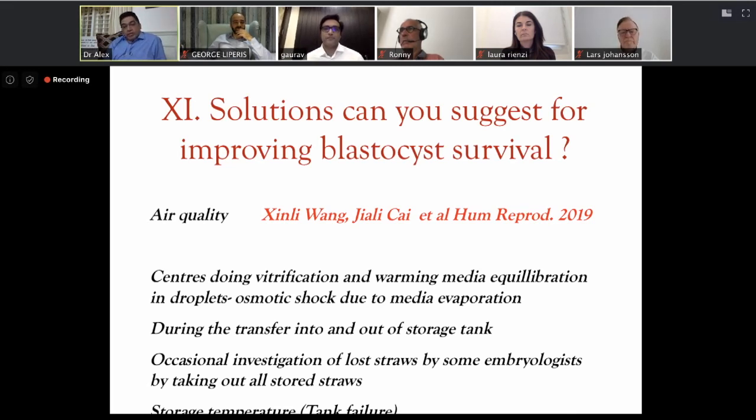So another area is tank failure. You have to monitor the tank. Now there is an advanced system. Even thermal imaging is now available for tank optimization, or you should have proper systems in place. These are the areas I think are very important.